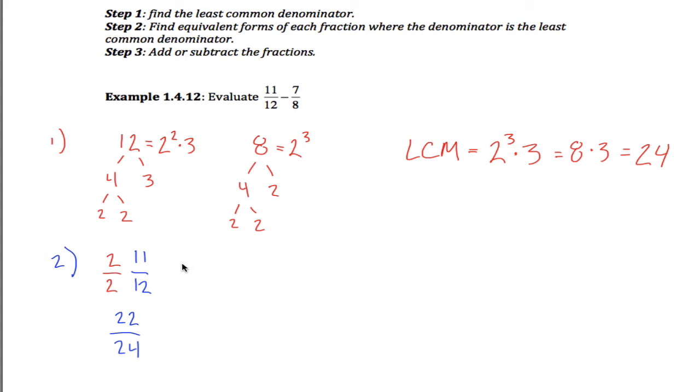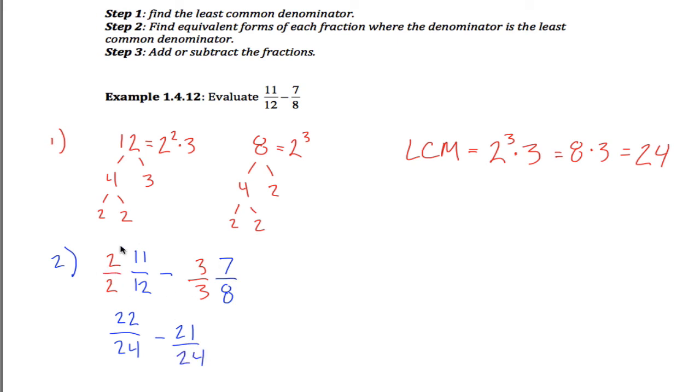And similarly, I want to take my 7/8 and change the denominator of 8 into my least common denominator of 24. And the way I can get from 8 to 24 is by multiplying by 3 over 3. Again, you have to do it to the top and the bottom so you don't change the value of the fraction. And now what I have over here, 3 times 7 is 21, and 3 times 8 is 24.